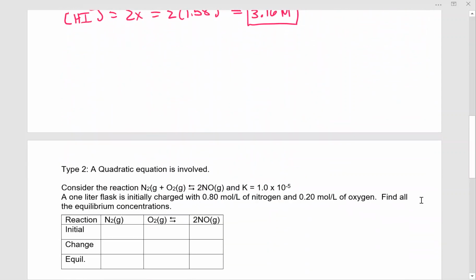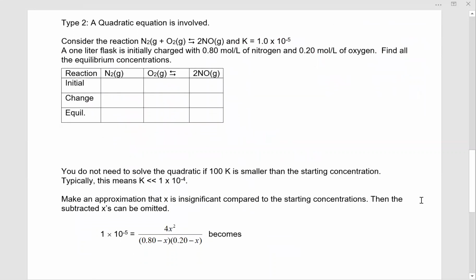So here we go. Type 2, a quadratic equation is involved. Let's consider the reaction of nitrogen plus oxygen in equilibrium with nitrogen monoxide, and we're given a value for K of 1 times 10 to the negative 5th. A 1 liter flask, thank you, I don't have to convert to molarities, is initially charged with 0.80 moles per liter of nitrogen and 0.20 moles per liter of oxygen. Find all the equilibrium concentrations.